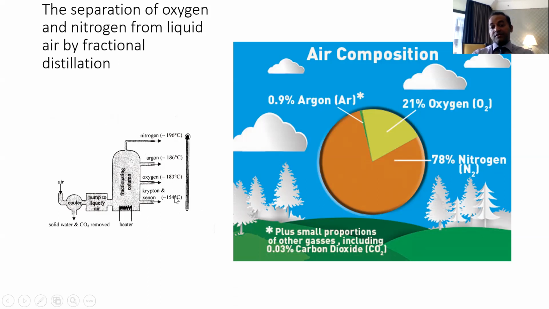For example, krypton and xenon come off at about minus 154, and then you can see oxygen, and finally nitrogen at minus 196. This is the method they use to separate the air: fractional distillation. This is important in our 0654 syllabus. Now, next one.